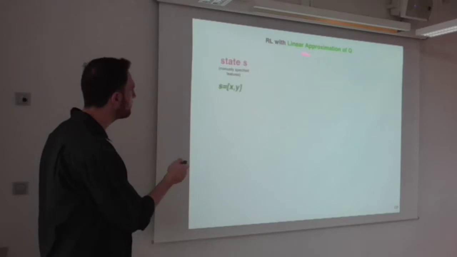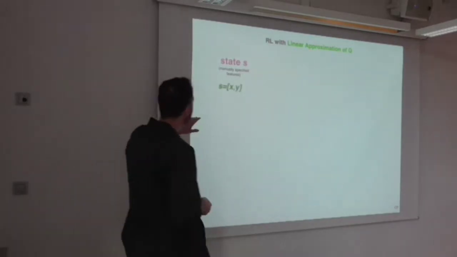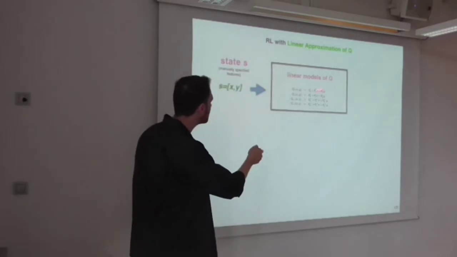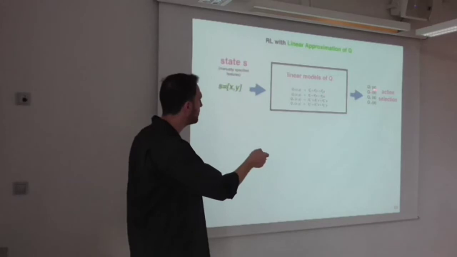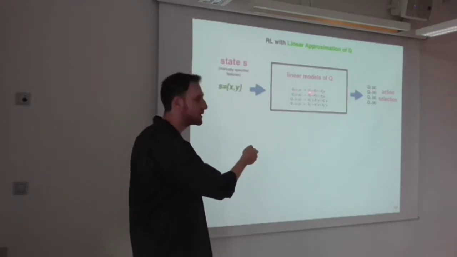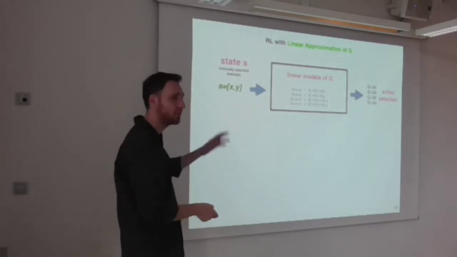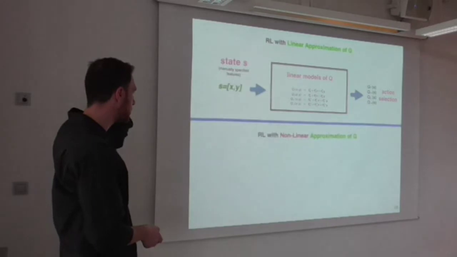So linear approximation of Q, that's what we just discussed. The state is this, because we decided that x and y are the state variables that matter. We create these linear models, one per action, and then we can use this first linear model and compute Q of going up for the current state, Q of going left for the current state, and we select the action based on the one that is the largest. Everybody understand this?